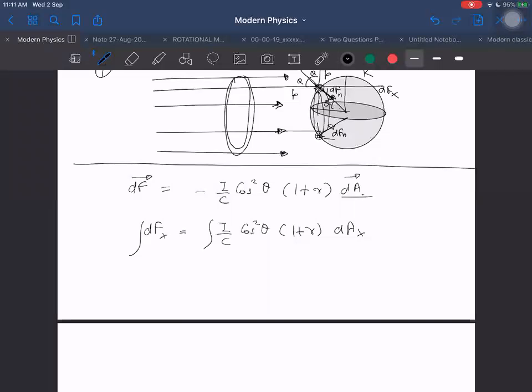If I take a ring element here, this is the theta angle here. Then on this ring element, what will be the force applied? Let us say this dA represents the total ring element. Then for this ring element, the angle is cos theta everywhere. No problem in that. This is the correct expression.